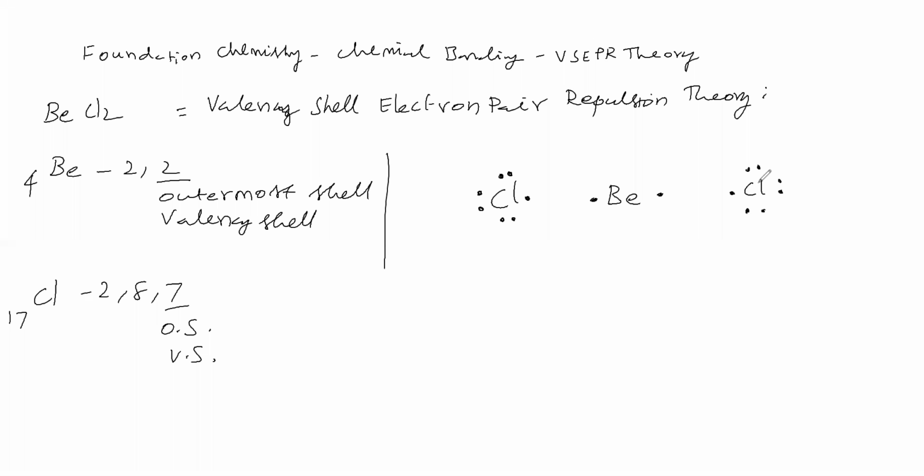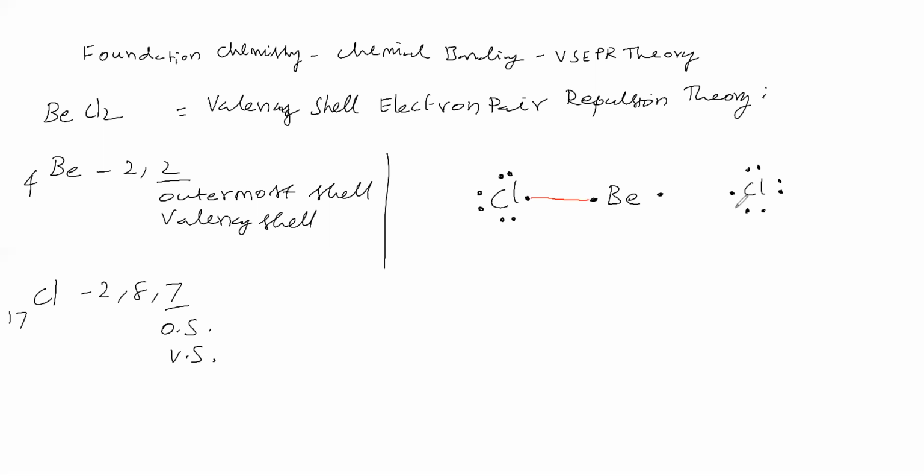Now chlorine is in need of 1 electron to get an octet. Chlorine's valence shell has 7 electrons, so it is in need of 1 electron. Therefore, it is contributing 1 electron. Beryllium also contributes 1 electron. Between them, a bond is formed by the contribution of electrons by both. Therefore, this bond is called a covalent bond.